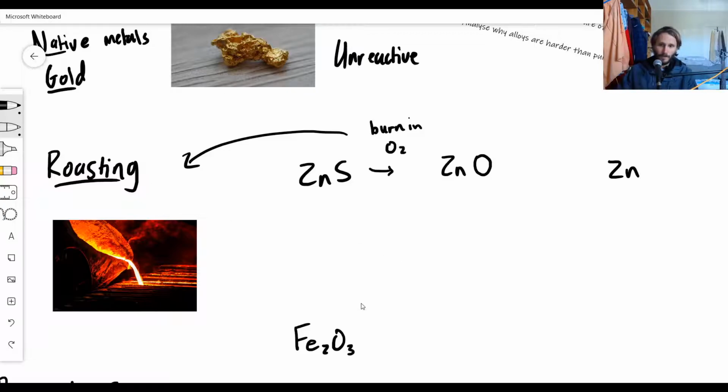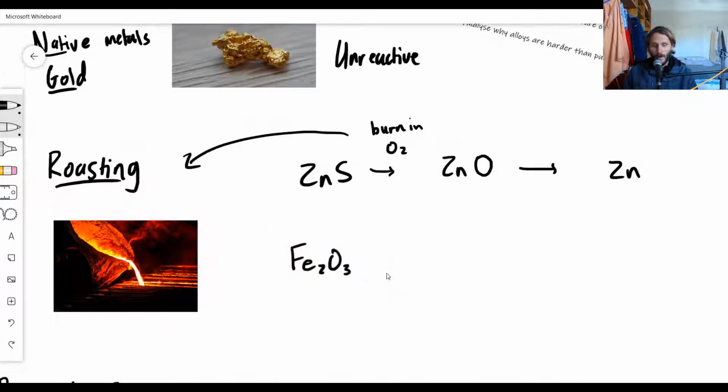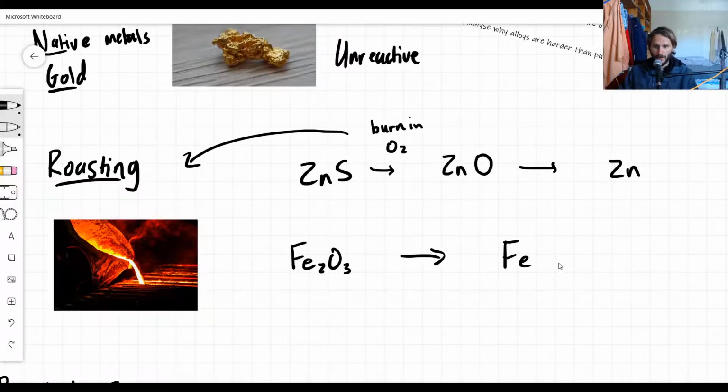Okay? Now, once it is a zinc oxide, we can use another process I'm going to explain in a second to turn it into zinc. I just wanted to mention that most metals are in the form of an oxide. For example, we have this iron as part of this compound, and this is an oxide of iron. And what we can do then is take this compound of iron oxide and transform it into pure iron. I'm going to show you that process now.